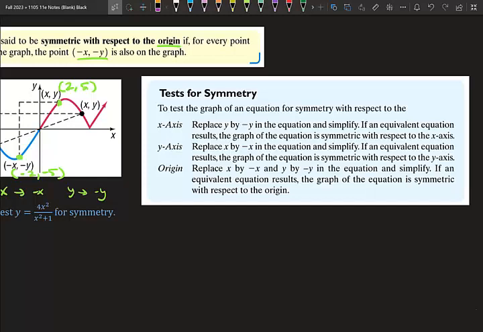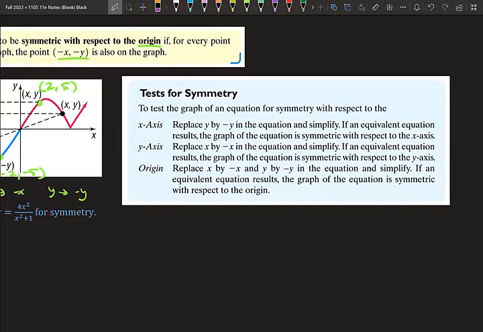So to test an equation for symmetry without graphing, if you want to find x-axis symmetry, you replace y by negative y in the equation and simplify. If an equivalent equation results, the graph of the equation is symmetric with respect to the x-axis. For the y-axis, you replace x by negative x and simplify. If it results in the same equation, it's symmetric.